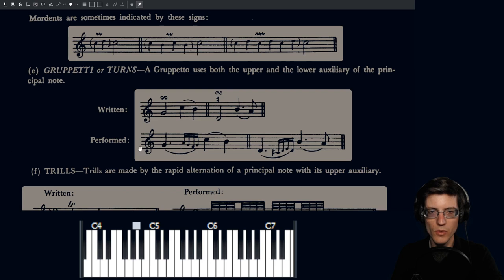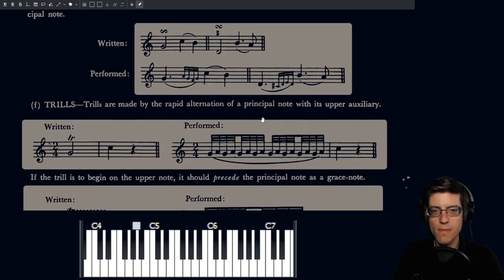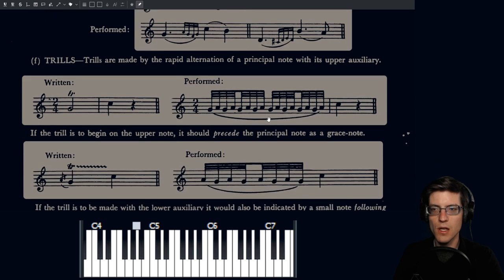Gruppetti or turns. A gruppetto uses both the upper and the lower auxiliary of the principal note. So auxiliary are the notes just above and below. So if you have the gruppetto or turn, there, and then the one below it, notice we have the sharp. That means that the auxiliary note has been sharped. So there's our gruppetto.